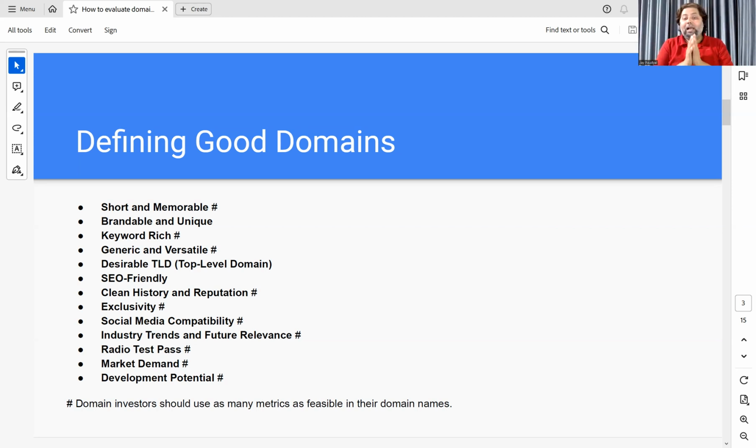Market demand should be there for a particular domain, like for CD-ROM. Any domain related to CD-ROM, there is no demand. Any domain related to cloud, there's a demand, because cloud is a trending word and cloud is in demand these days and will remain in demand for another decade or so, or more than that. And your domain should have development potential.